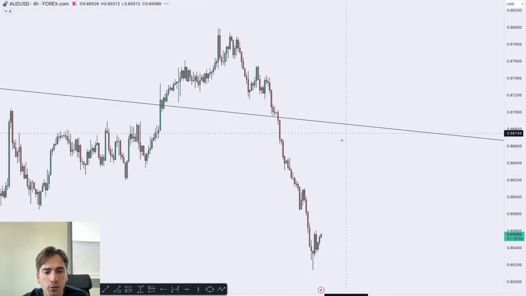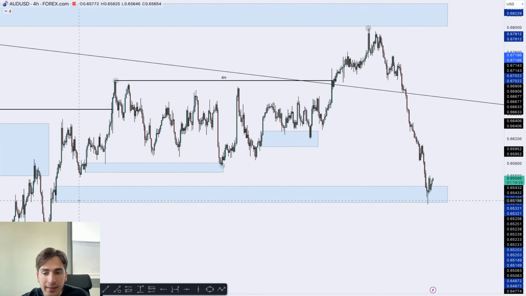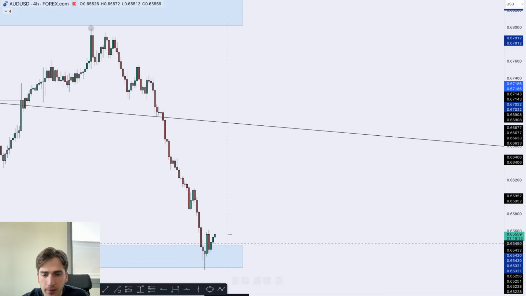Now going towards the 4 hour, you don't want to be catching a falling knife. Well, obviously yesterday I mentioned that this supply zone or demand zone could make price move back in towards the highs.